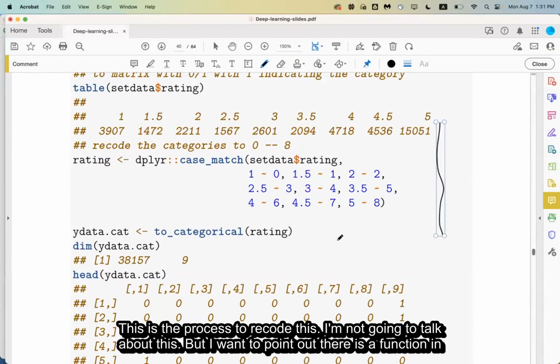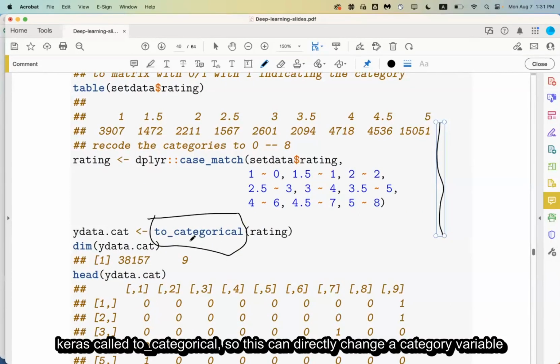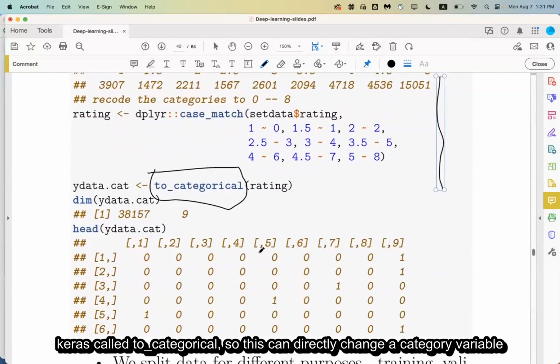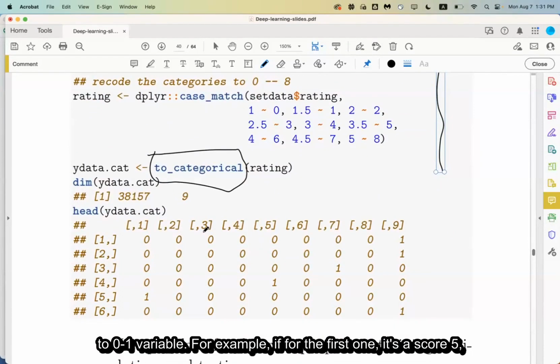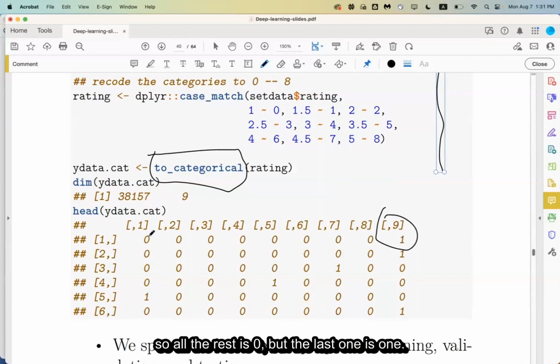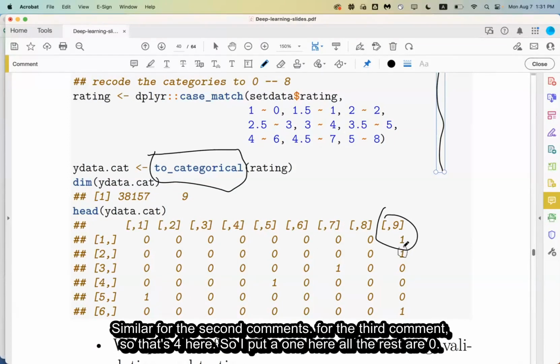I'm not going to talk about this, but I want to point out there's a function in Keras called to_categorical. So this can directly change a category variable to a 0, 1 variable. For example, for the first one the score is 5, so all the rest is 0, but the last one is 1. Similar for the second comment. For the third comment, that's 4 here. So I put a 1 here, all the rest are zeros.